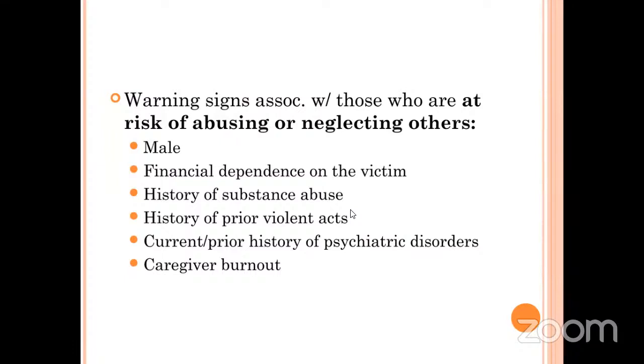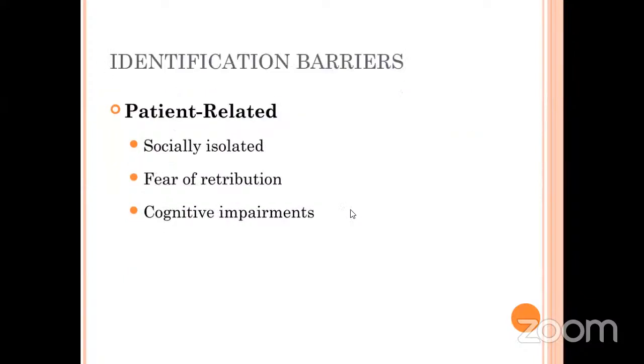There are certain warning signs in the caregiver themselves that could indicate that this person could be abusing the older adult. It could be that the caregiver is financially dependent on the victim, there's a history of substance abuse, or they have a record of prior violent events. And it could also be just caregiver burnout. They're just tired. They don't have the support that they need, and they neglect the needs of that older adult, or they lash out on them.